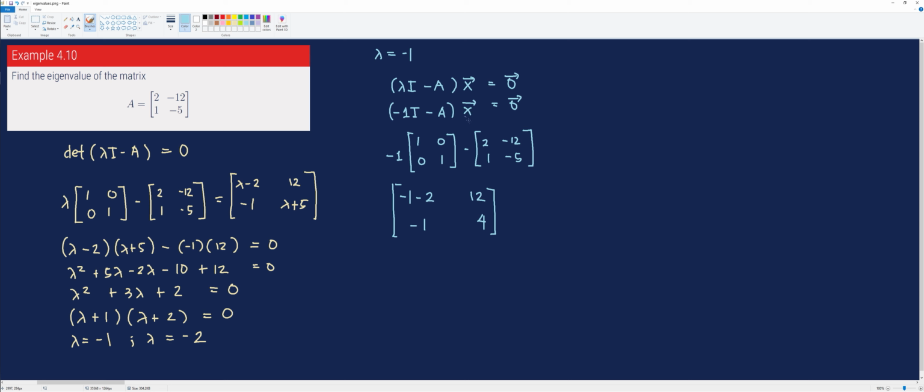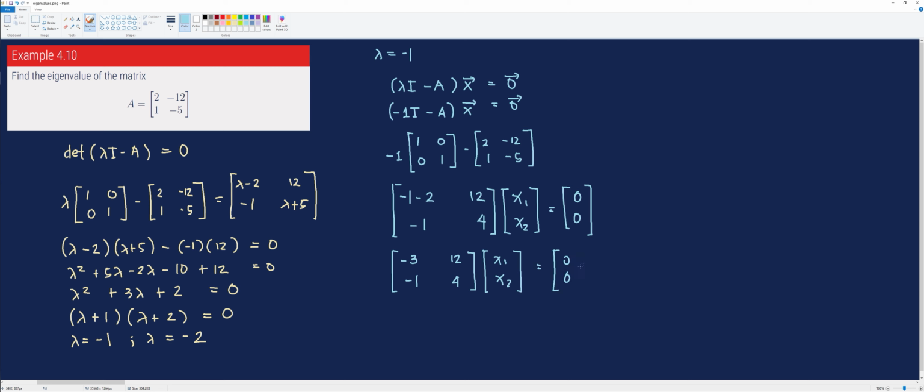Next, we multiply this by our vector x. So vector x is equivalent to x sub 1 and x sub 2, and the 0 vector, and that is 0, 0. Before we multiply this operation, let's simplify this. So this is -3. This one is 12. This one is -1. And this one is 4. So x sub 1, x sub 2. And this one is a 0 vector.